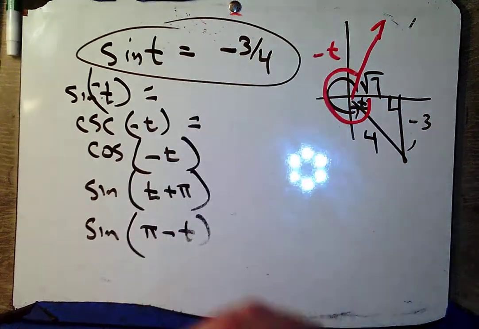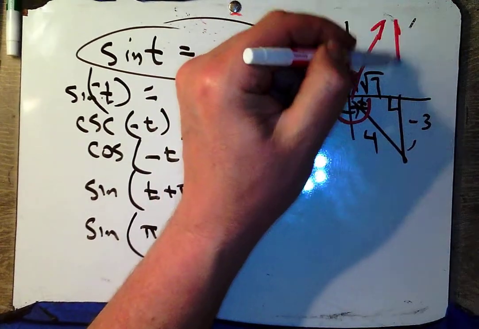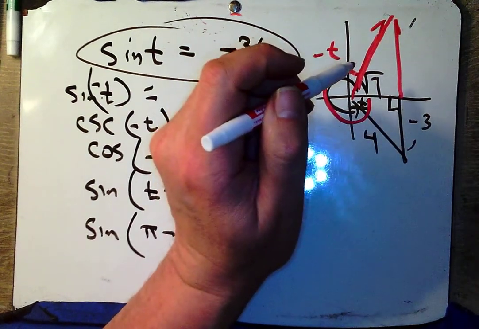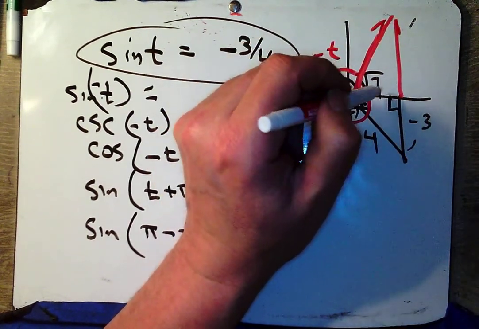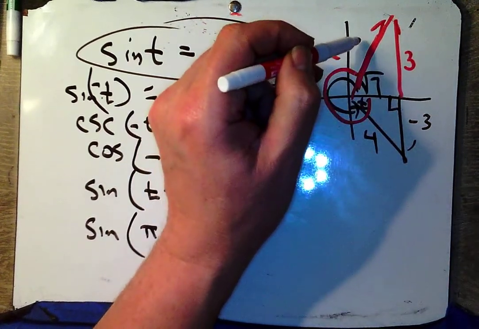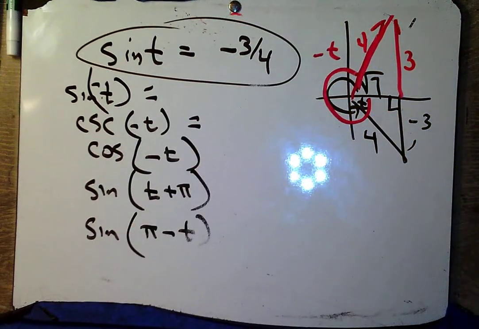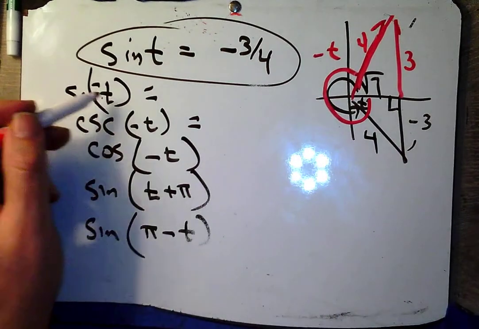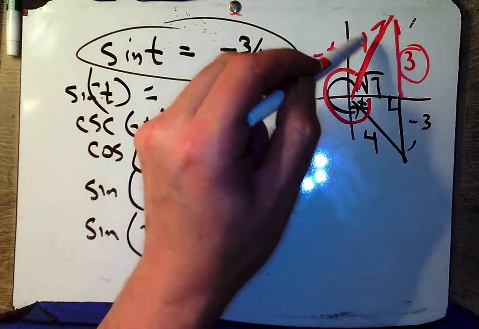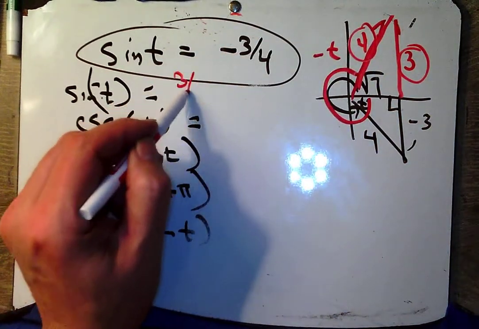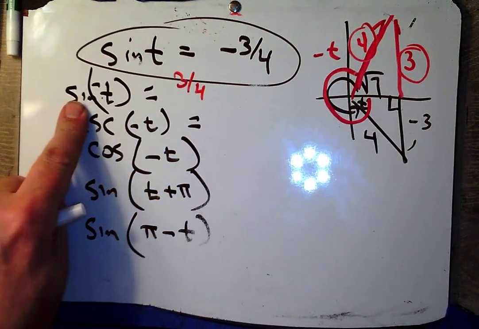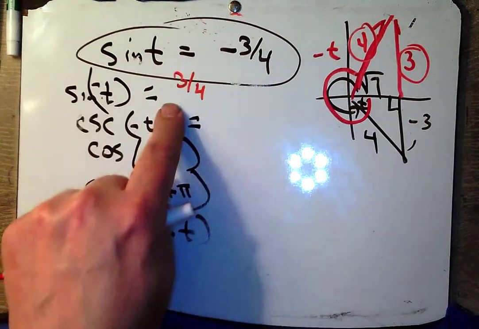That's negative t. Now, this triangle that I draw is very similar to the triangle I draw for t. Here, though, while this is still a positive root 7, this is now positive 3, and this is still 4. So when I ask about the sine of negative t, positive 3 over 4. Sine of t, sine of negative t, these are opposites.